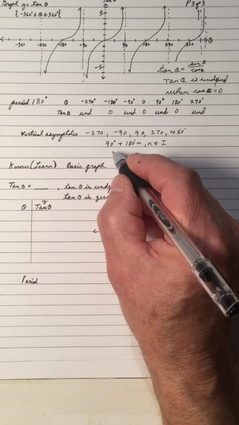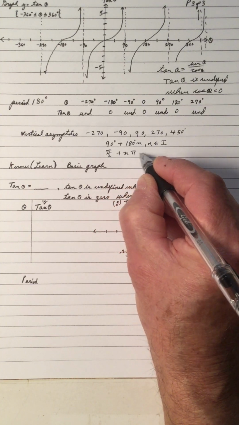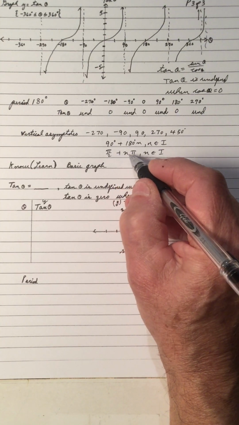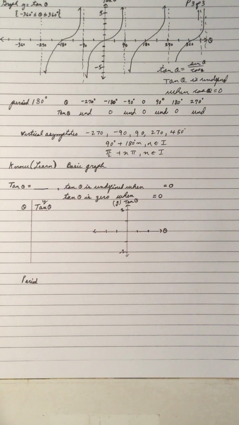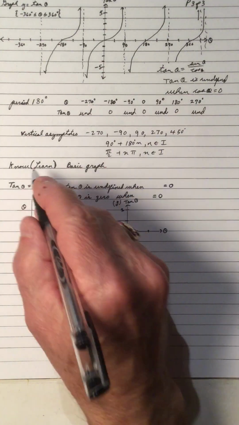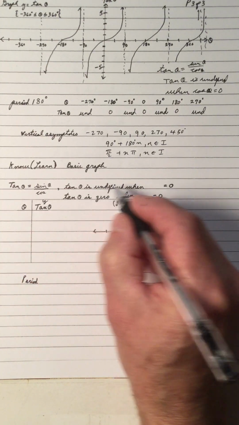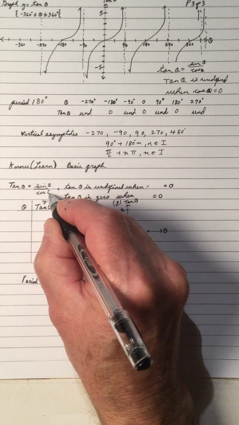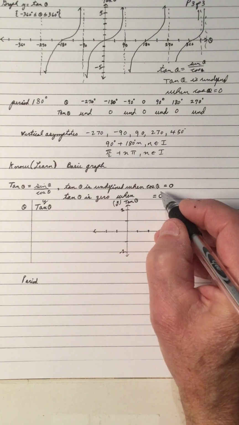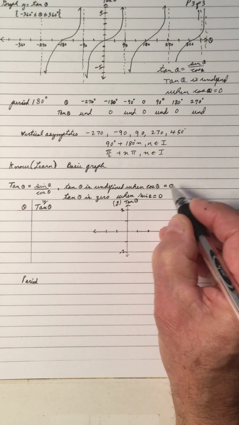Or you could have it in radians, pi over 2 plus n pi, where n belongs to the integers. 90 degrees is pi over 2, 180 is pi. So we need to learn this shape for tan. Remember, tan is sine over cos. Tan is undefined when the denominator is 0. Tan is zero when sine theta is 0.